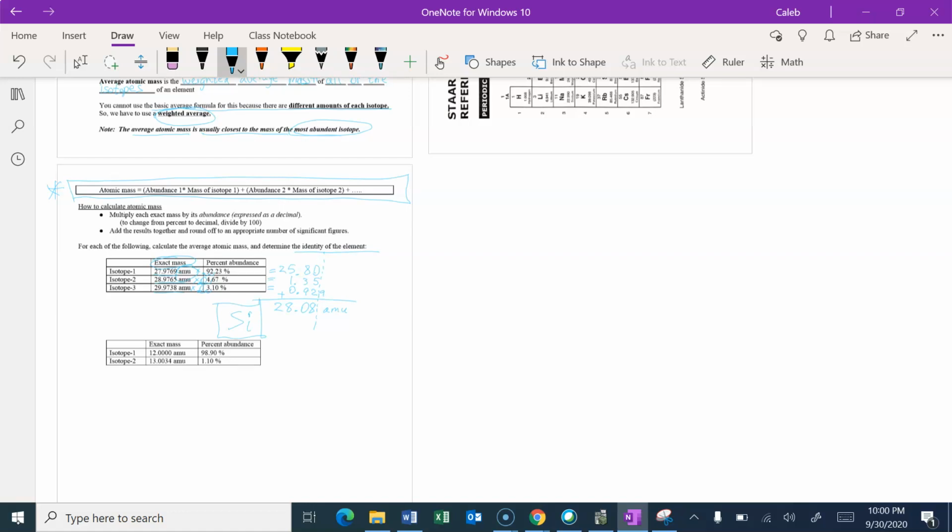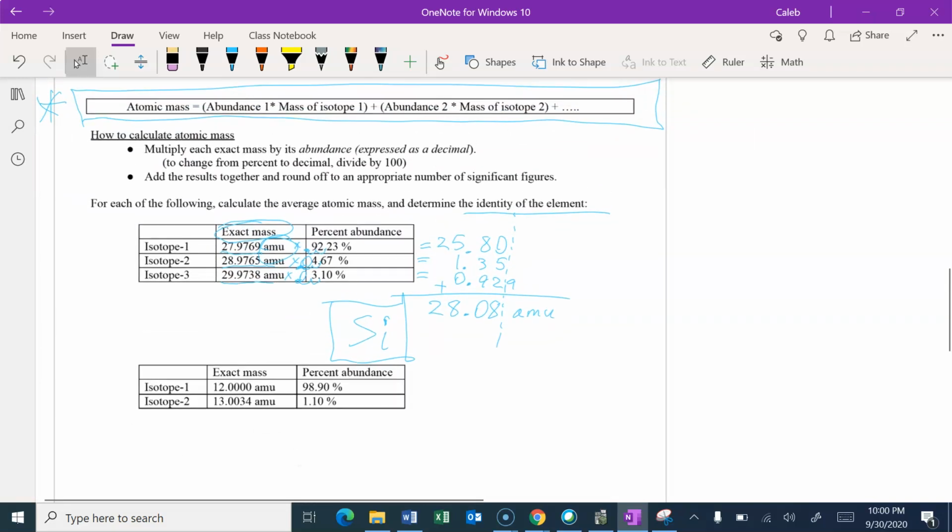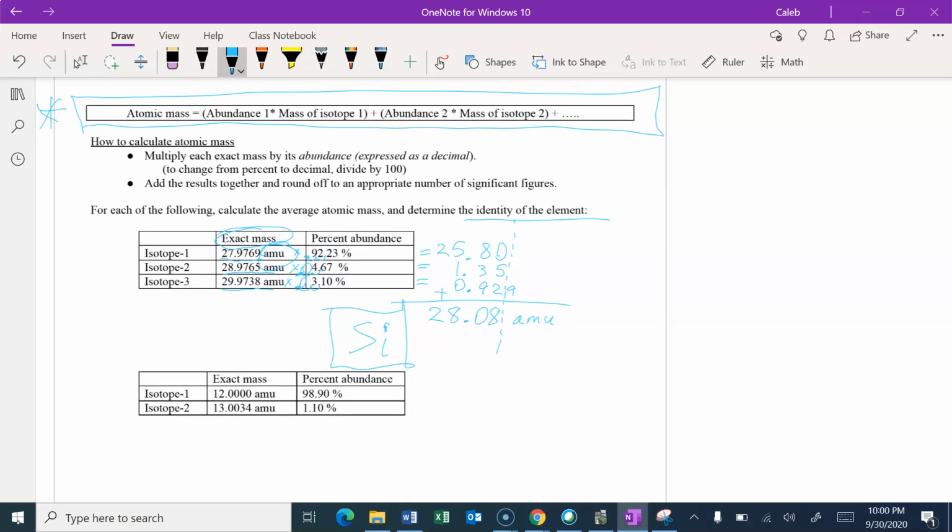All right, you can pause the video, try the next one on your own, check your answer, and as long as you get the same answer as me, you don't need to watch the whole video. But if you don't, then you might want to slow it down, watch the next example with me as I work through it. All right, last example problem. We have 12.0000 AMU and 98.90%. We're going to change that percent into a decimal, so it's 0.9890. All right, I'm going to move the decimal twice here, and I have 0.0110.